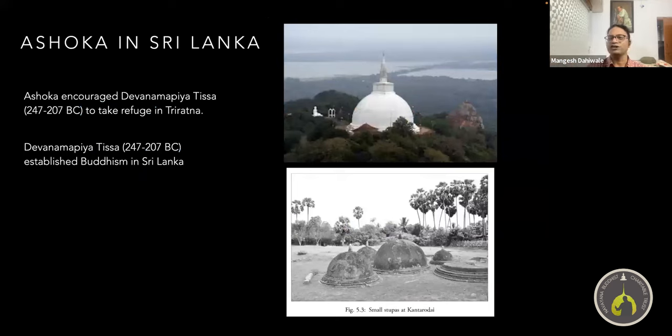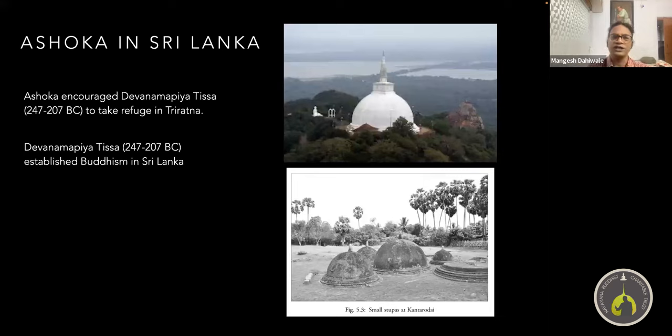Ashoka in Sri Lanka, of course. This is the photograph of Mihintale, where this is the Mahendra stupa. And these small stupas are found in the place called Kantarodai, which is near Jaffna, near Nagadipa. There is still a dvipa in between India and China called the Nagadipa. And these are very ancient stupas that are found there.